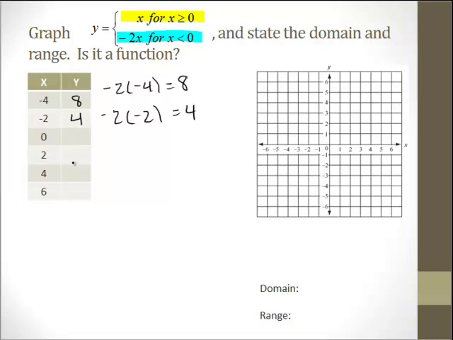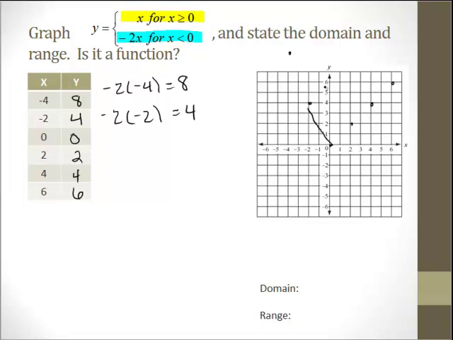And where does 0 fall? 0, 2, 4, 6 are all greater than or equal to 0. So for every one of those, it falls into the yellow interval. And whatever x is equal to, it's saying y is equal to that number. So for all of these, you just get 0, 2, 4, 6. So we have -4, 8, which is way up here somewhere. We have -2, 4. We have 0, 0. Then we have 2, 2. And then 4, 4. And then 6, 6.